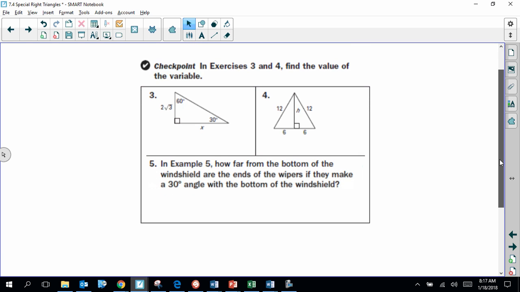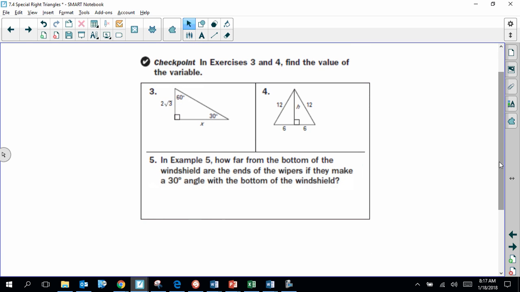So here we have some checkpoint questions for you guys to try practicing on your own. Go ahead and pause the video and see what you get for your answers here. And when you're done, when you have your answers, go ahead and hit play again and come back and see how your answers look compared with mine.